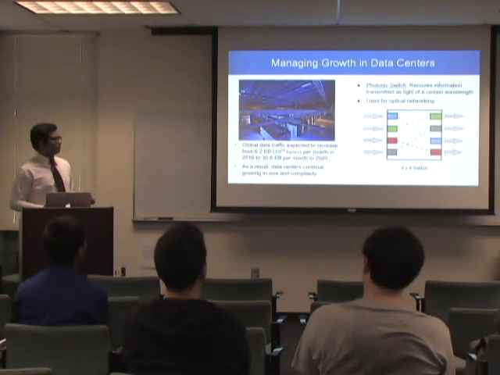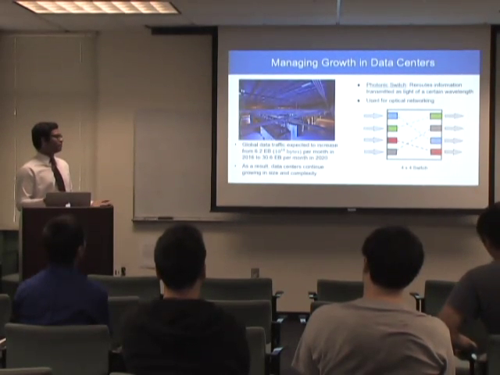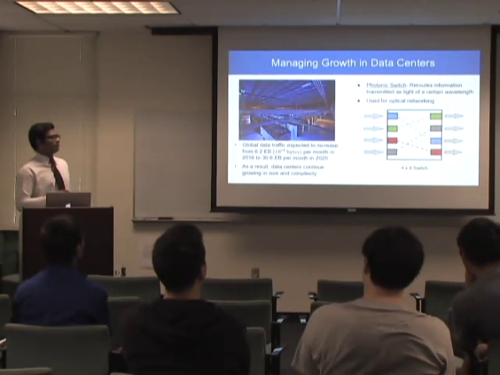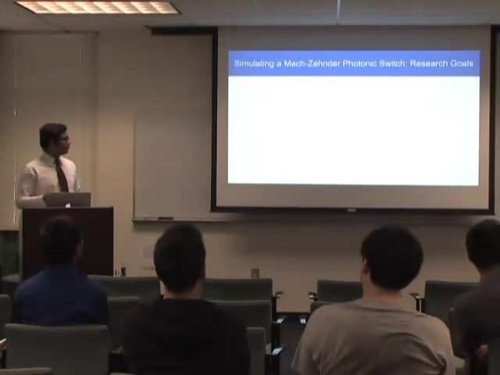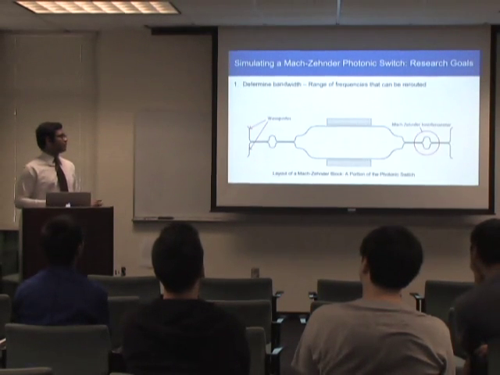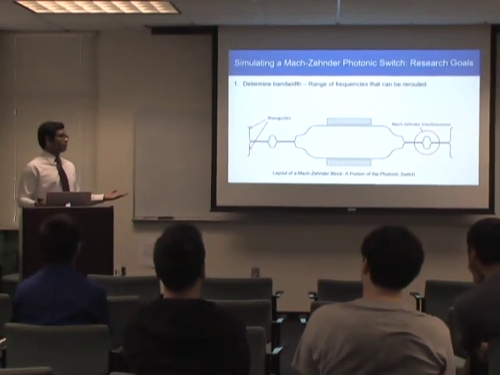So here's a black box of what a photonics 4x4 switch is, which just means 4 inputs and 4 outputs. And each of the colors here represents a certain optical frequency at which information is being transmitted. So my project is to determine the bandwidth, which is the range of frequencies that can be switched.